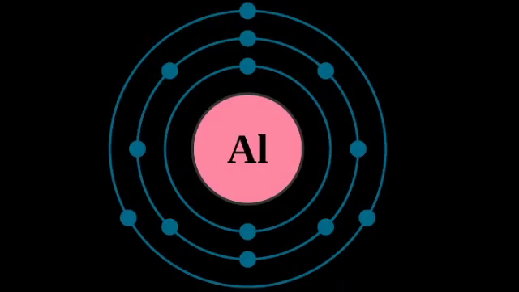This is the electronic configuration of aluminium. Aluminium has atomic number 13, electronic configuration 2, 8, 3: 2 electrons in the first shell, 8 electrons in the second shell, 3 electrons in the outermost shell.